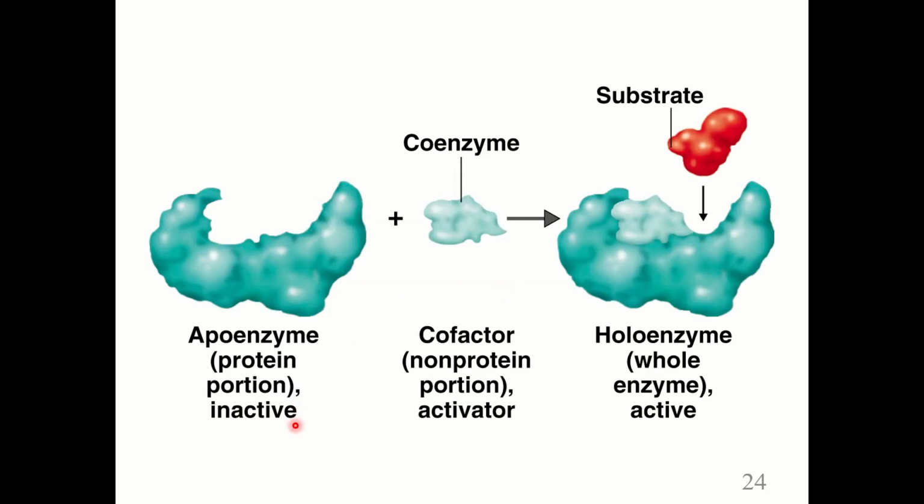So here we see the protein in its inactive state. It's called an apoenzyme, just FYI. And here we see the cofactor in its non-protein form. We know that it's organic, however, because they're calling it a coenzyme. When the coenzyme and the enzyme are bonded together, they call it a holoenzyme, meaning it's together. It is now active.